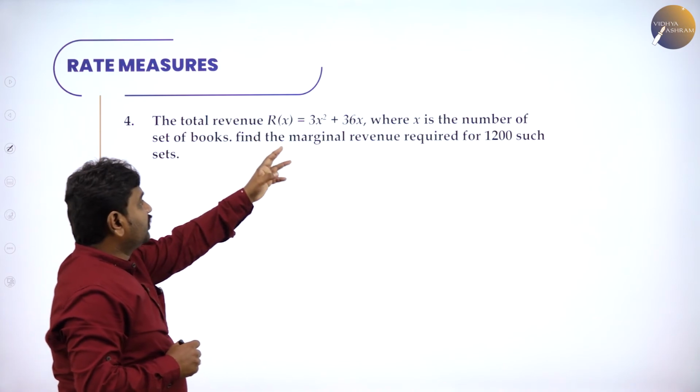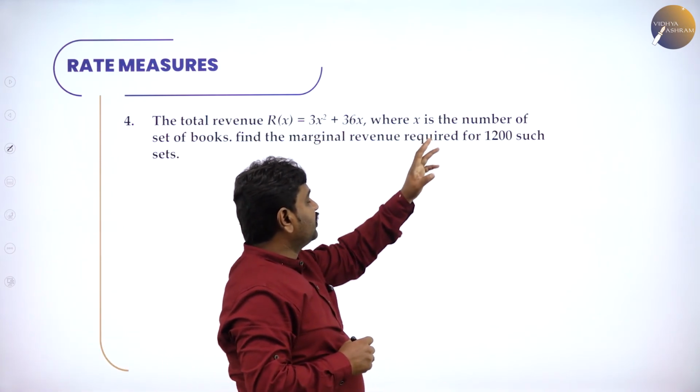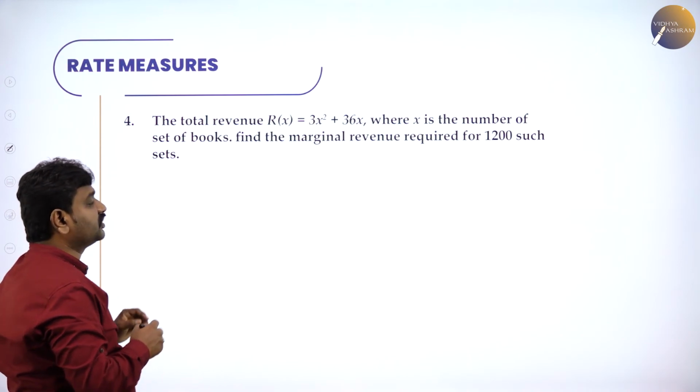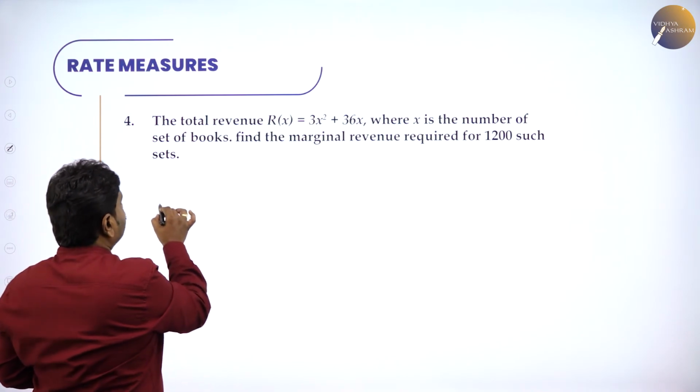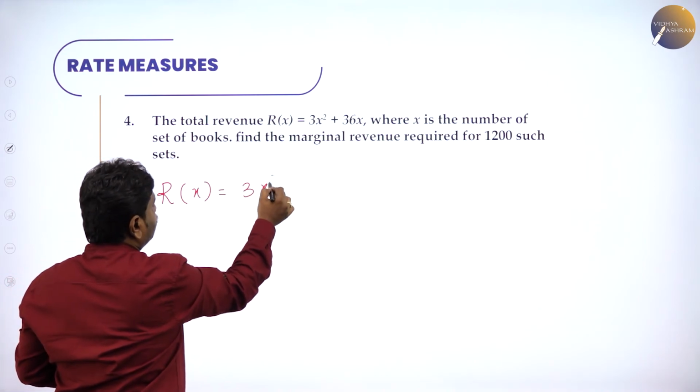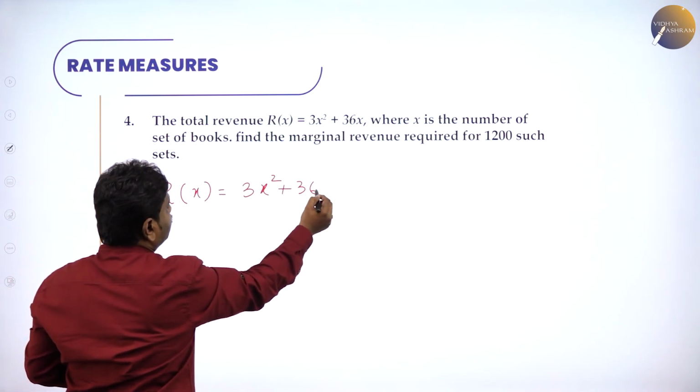Total revenue R of x is 3x square plus 36x, where x is the number of units produced. Find the marginal revenue required for 1200 such sets. For one set they give, so R of x is given. What is R of x? 3x square plus 36x. They want marginal revenue.